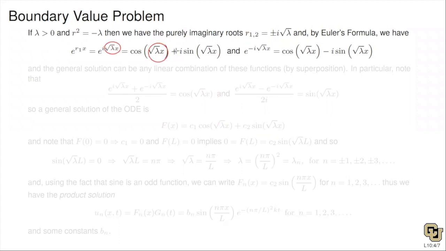So cosine lambda x, i sine lambda x. And here we use the fact that sine is an odd function. So for the second term, I put in a minus lambda x, but cosine of minus x equals cosine of x. So I just dropped the minus sign.